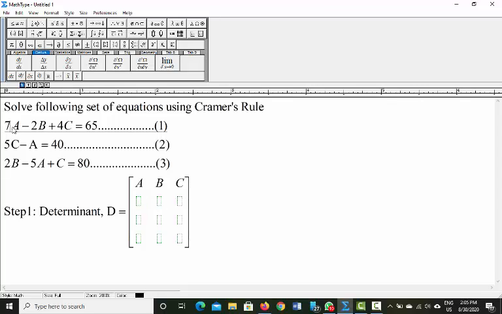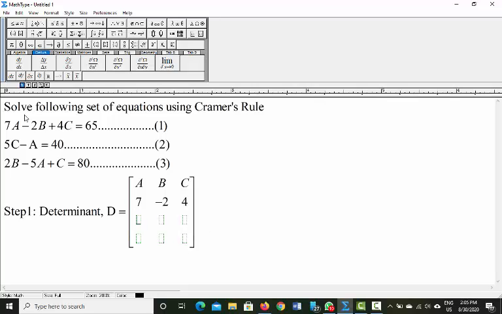Let us find the coefficient of A in the first equation. The coefficient of A in the first equation is 7, so we will write 7 here. The coefficient of B in the first equation is -2, so we will write -2 here. The coefficient of C is equal to 4 here. So 7, -2, 4.